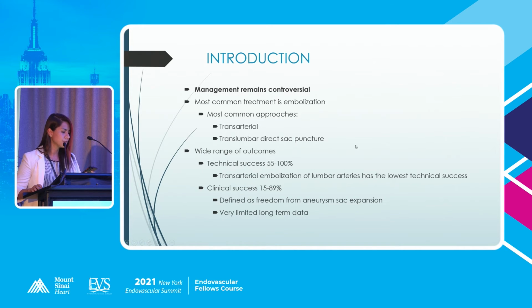To make an introduction to the subject, we have to remind that the management of type 2 endoleak is controversial. The most common treatment is embolization, and the most common approaches are transarterial and translumbar direct sac puncture. Technical success appears in 55 to 100% of patients, with transarterial embolization of lumbar artery being the procedure that has the lowest technical success. Clinical success appears in 15 to approximately 89%, defined as freedom from aneurysm expansion, but we have very limited long-term data from case reports and studies in the literature.